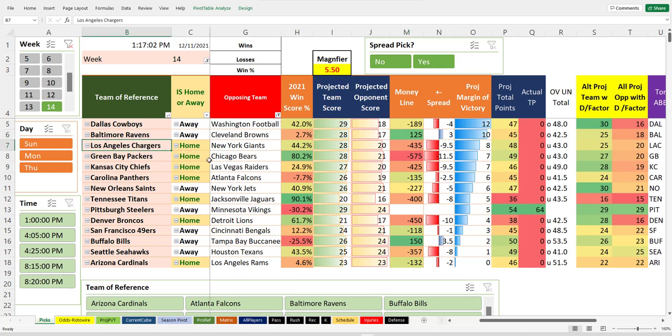Chargers heavily favored against the Giants, heavily. Packers over the Bears, terrible line. Chiefs over the Raiders. Yeah, the Chiefs over the Raiders at home. I don't know if they're going to cover 9.5, but they're probably going to beat the Raiders. Carolina and Atlanta's too bad team rule. Don't play that. Saints and Jets favors the Saints.